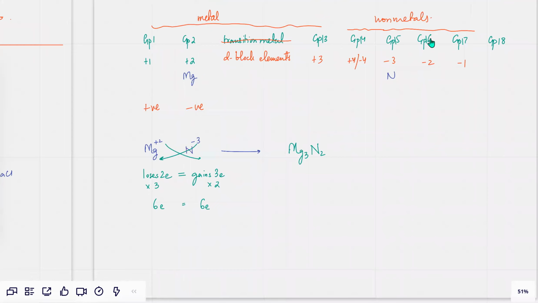So I'm going to do another one. Let's say I have aluminium and I've got fluorine.